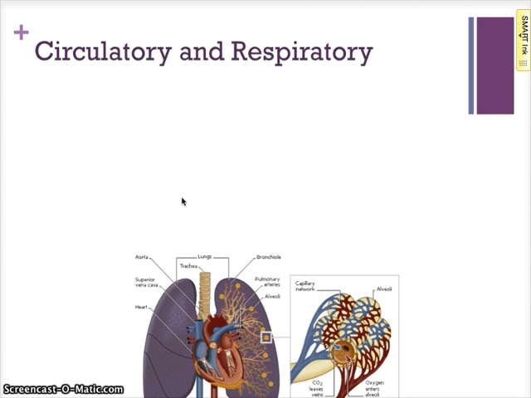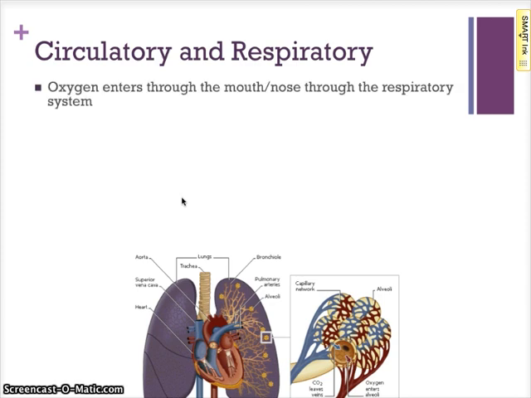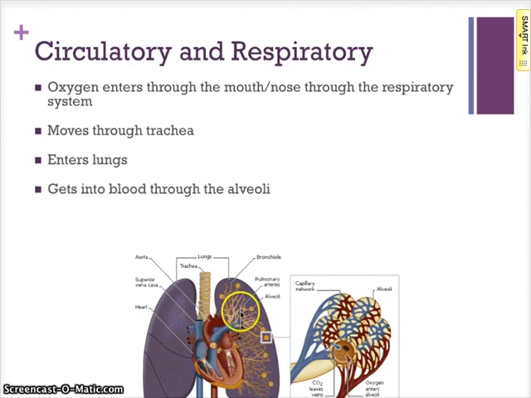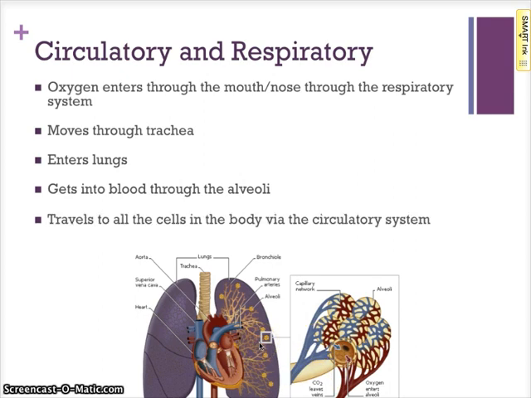So the circulatory and respiratory systems first start out by having oxygen enter the nose and mouth. It moves through the trachea, which is your windpipe right here. It goes into the bloodstream via the alveoli. Remember, these are the little air sacs that are within the lungs. Then, once it's in the bloodstream, it's able to travel to all the cells of the body through the circulatory system.